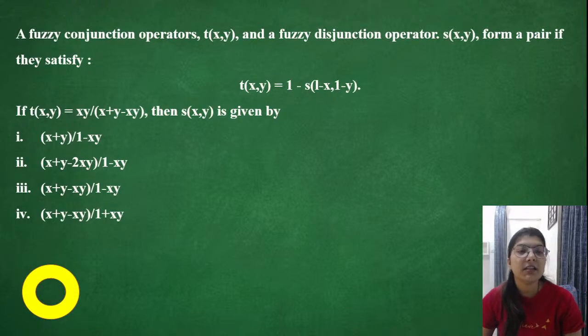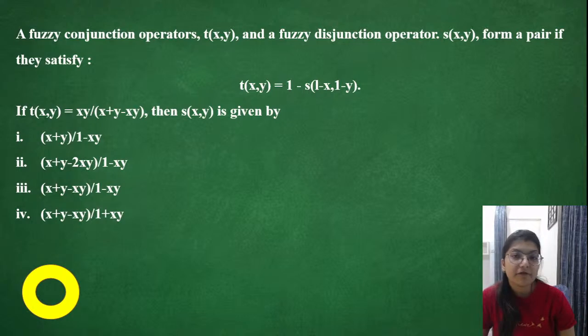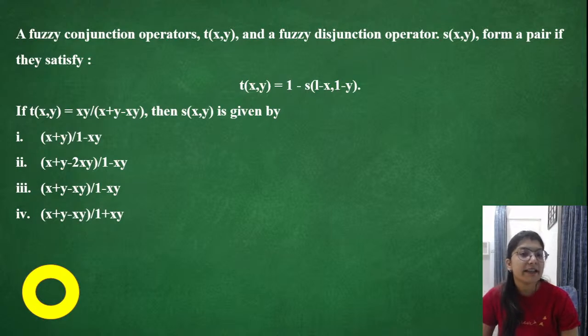Okay, next question. A fuzzy conjunction operator T(x, y) and a fuzzy disjunction operator S(x, y) form a dual pair if they satisfy T(x, y) is equal to 1 minus S(1 minus x, 1 minus y). They have given the value of T(x, y) as xy divided by x plus y minus xy. Then you have to find the value of S(x, y).